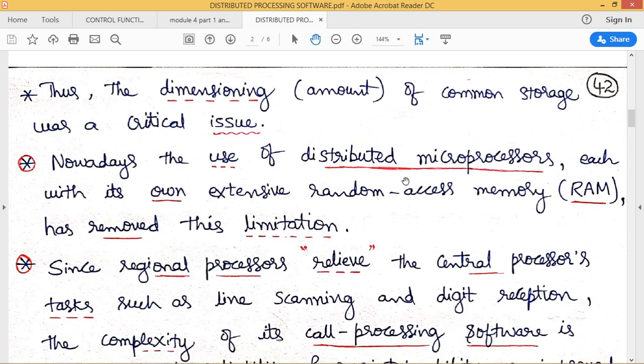So with the help of distributed processing with their own RAM, the issue which was there with respect to a common storage accessing was eliminated. So that limitation was removed.